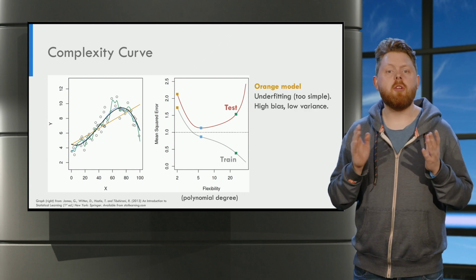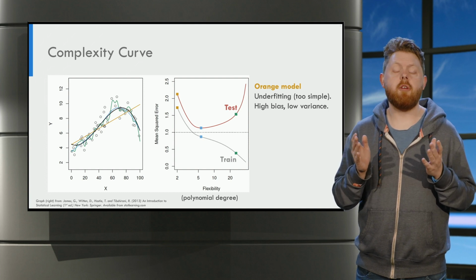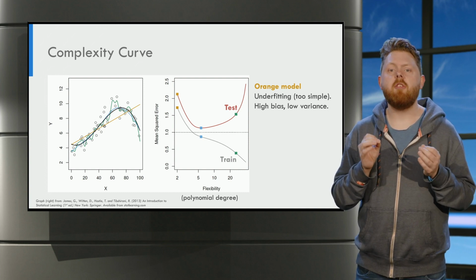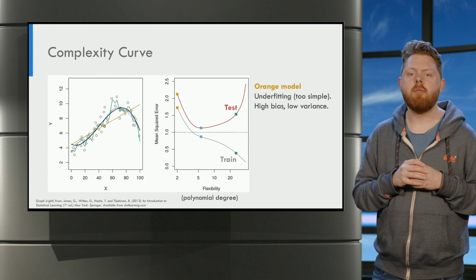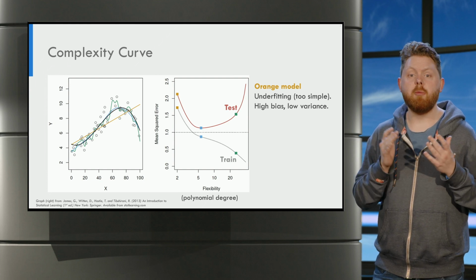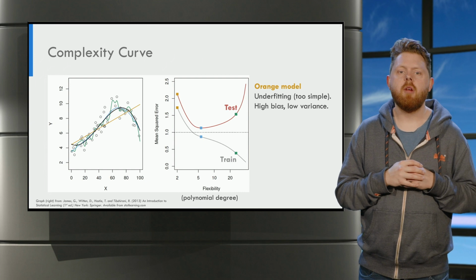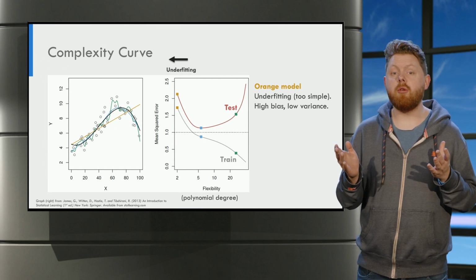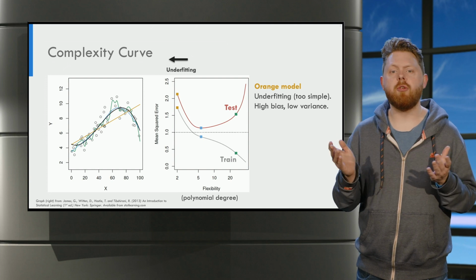Now let's talk about this orange model. This orange model is underfitting. This can be seen because it has a high train and test error. It has a high bias and a low variance. This model is too simple or not flexible enough. So in the left part of the complexity curve, we have underfitting, where the least complex models are.